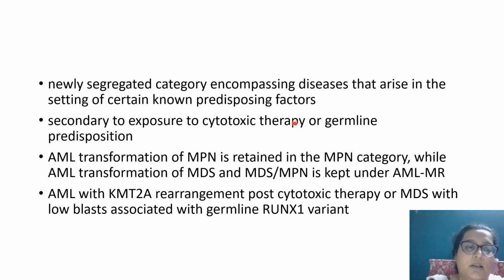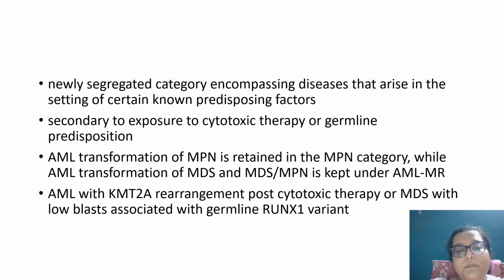AML transformation of MPN, when an MPN like CML converts to acute leukemia, has been retained in MPN itself. So when they say known predisposing factors, if a CML goes into blast crisis, then that kind of leukemic picture will not come into this. What will come into this is if someone had some sort of disease before, some cancer, both lymphoid, hematological, non-hematological, or has some sort of germline mutation which can cause a cancer. That kind of tumor will be categorized into this category.